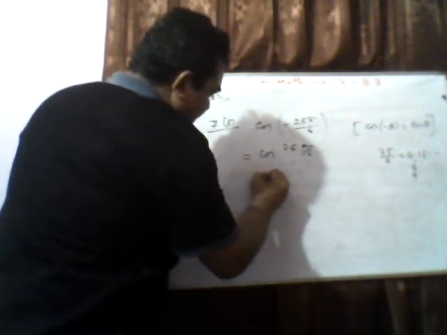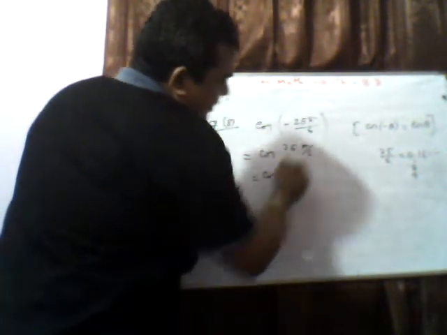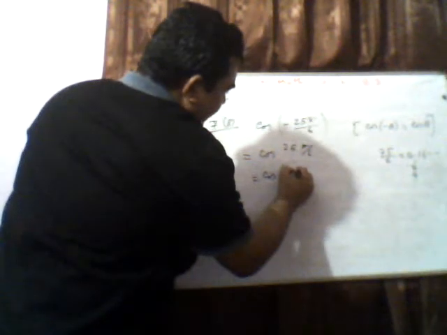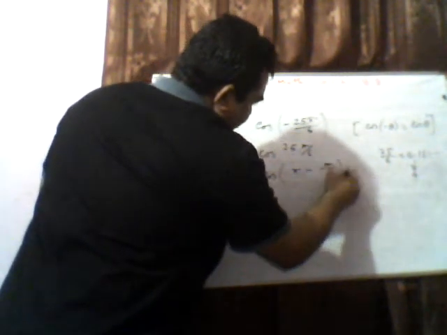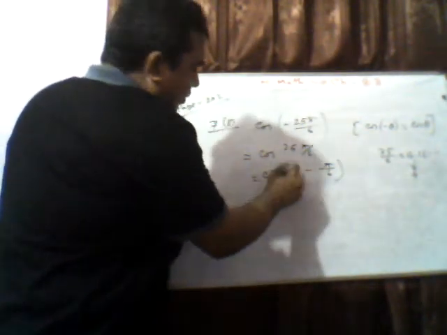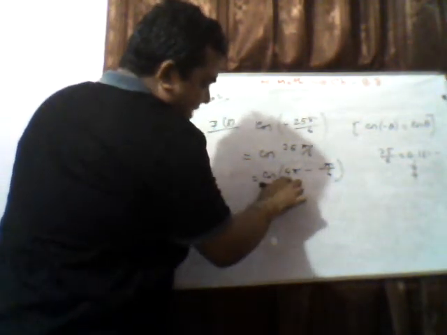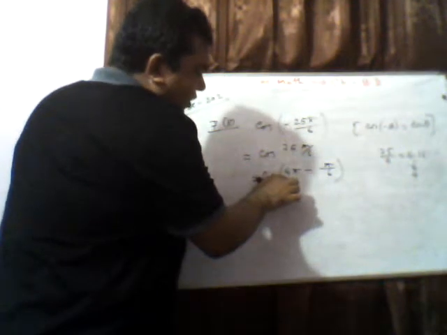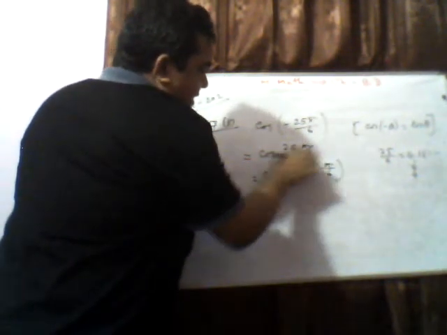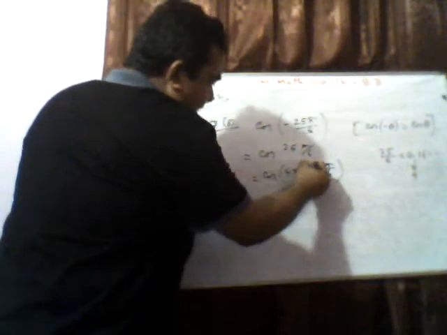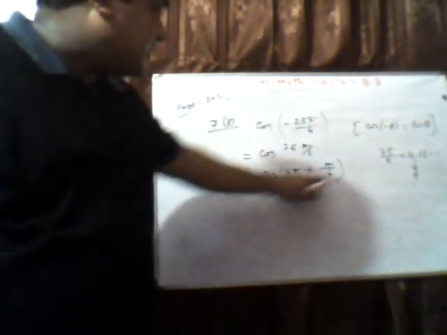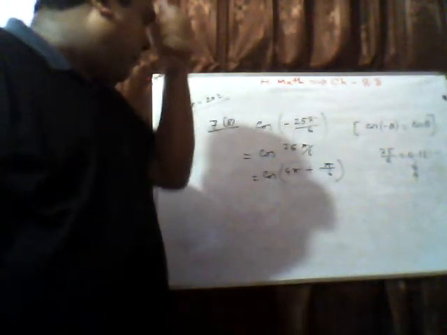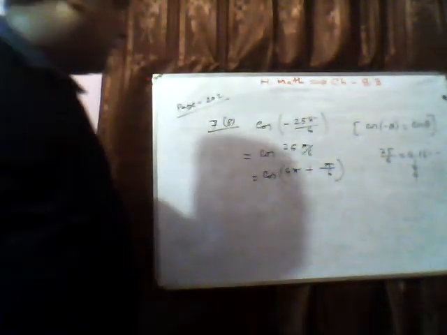So we can write cos of 4 pi minus pi by 6. LCM of 4 and 6: 24 pi minus pi is 23, but here it is 25, so here the sign is plus. LCM 6 into 4 pi means 24 pi plus pi. So we get 25 pi by 6.